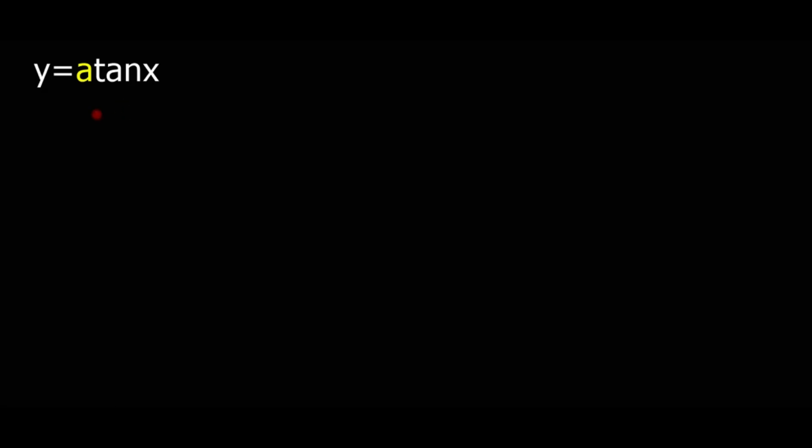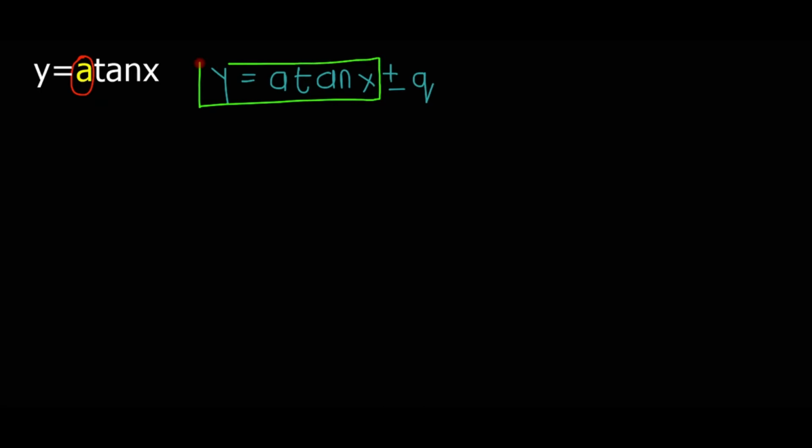In the equation of tan, a can be a negative or a positive number. And then sometimes the equation is written in this way: y is equal to a tan x plus or minus q. Actually, it's the same equation, but the only difference now is that the graph will move up or down. It will affect the vertical shift. But for now, I will focus first on this type of equation and then look at this one later on.